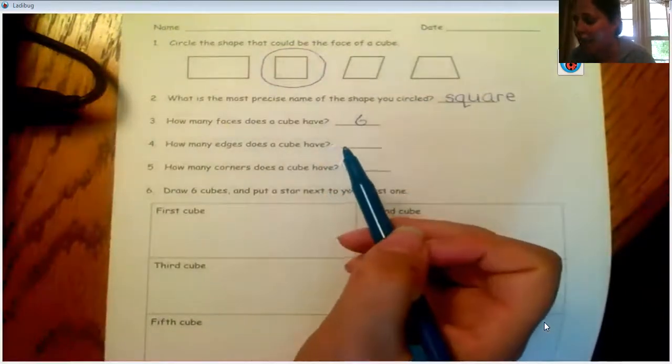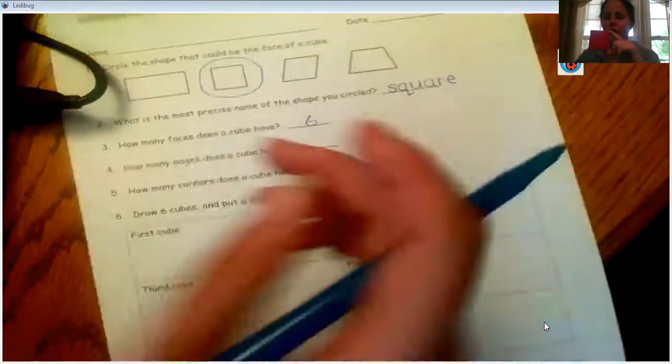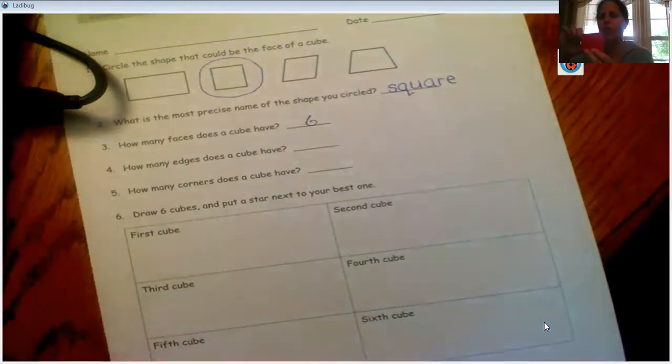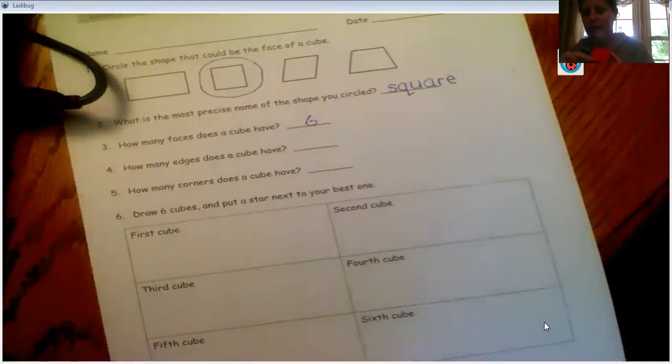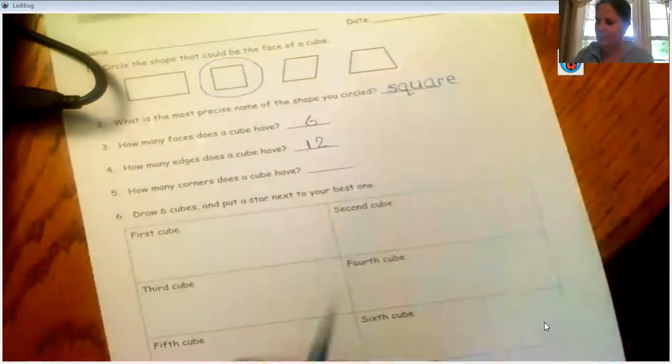How many edges does a cube have? This one's a little bit trickier. So the edges are here. So what I would need to do is say that I have 1, 2, 3, 4 edges on top. Okay. And then if I come down, I've got 5, 6, 7, 8, 9, 10, 11, 12. So I have a total of 12 edges.